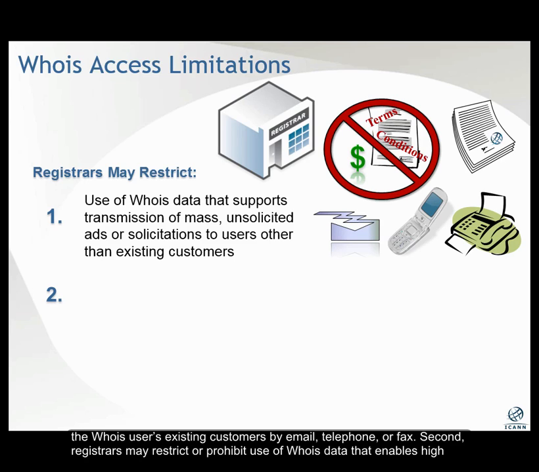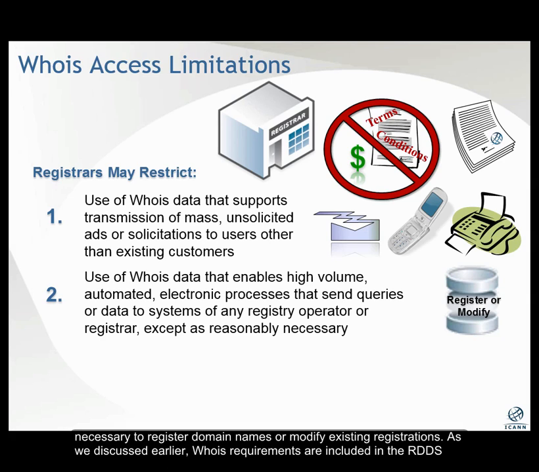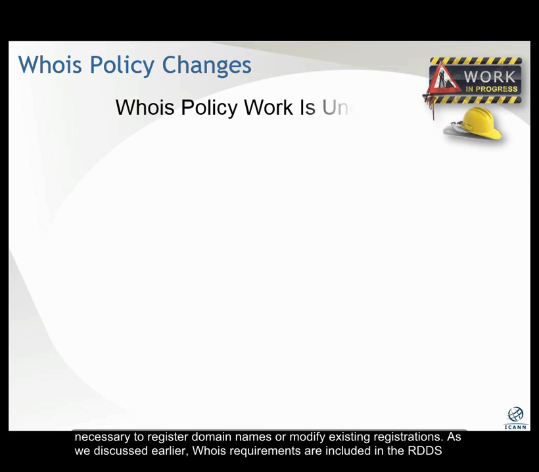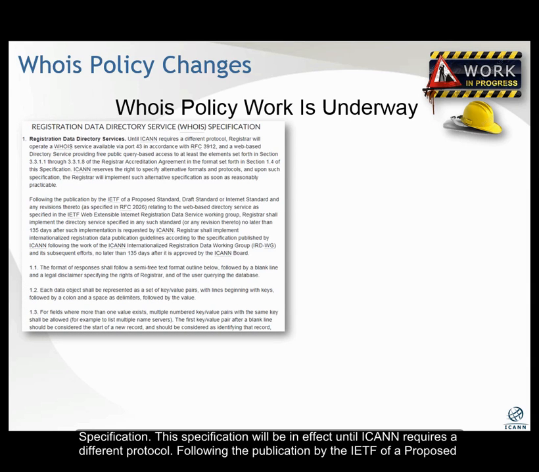Second, registrars may restrict or prohibit use of Whois data that enables high-volume, automated electronic processes that send queries or data to the systems of any registry operator or registrar, except as reasonably necessary to register domain names or modify existing registrations. As we discussed earlier, Whois requirements are included in the RDDS specification. This specification will be in effect until ICANN requires a different protocol.